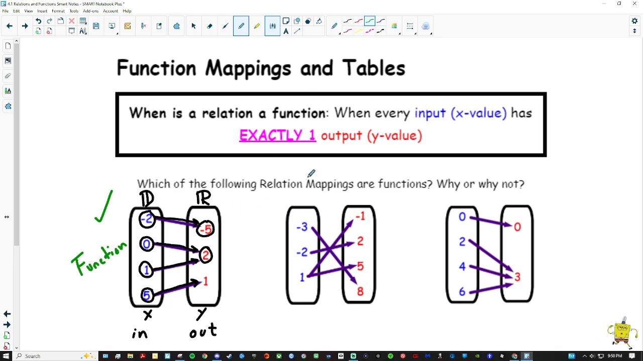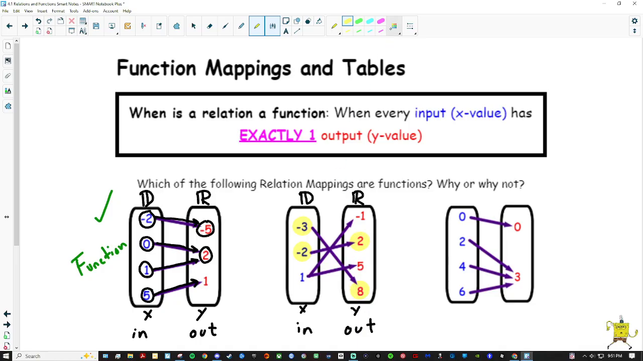So now let's look at our second one. Again, it's always good to start. Okay, here's my domain. Here's my range. My x, my y, my in, my out. We are trying to make sure every input has one output. -3 outputs 8. One output. So far, so good. -2 is our input. It outputs a 2, and only a 2.